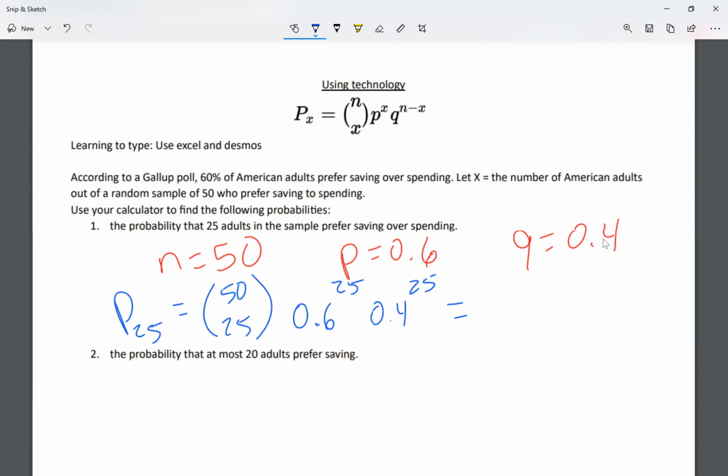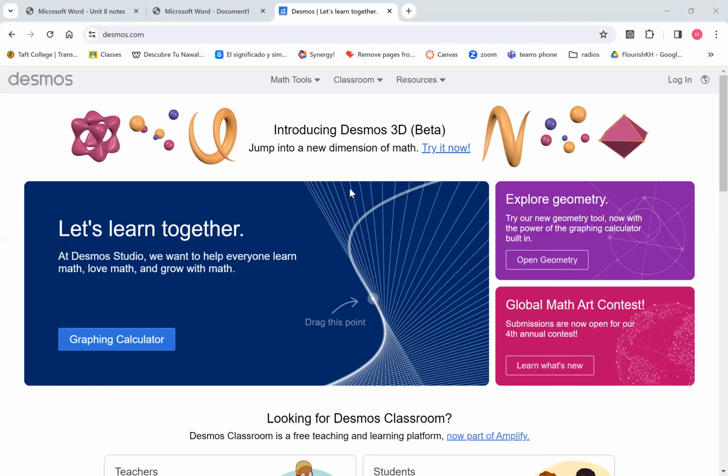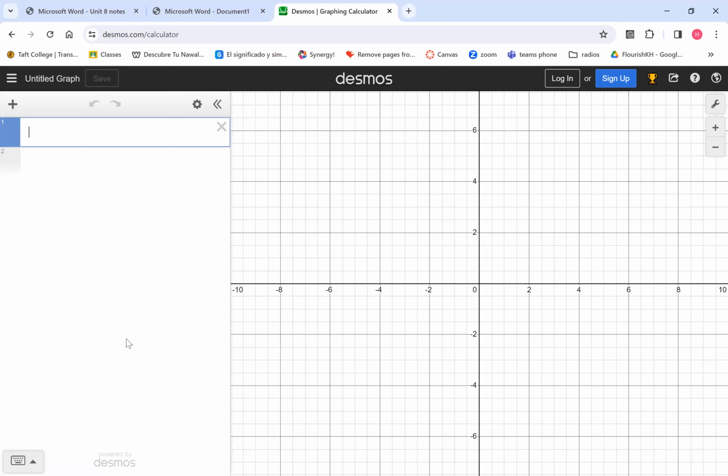I can use a calculator and type it in. It's just one simple probability. So I'm going to do this. Let me go to decimals. I'm going to use decimals. Notice how on the website I just went to decimals.com. I'm going to go here to graphing calculator. I'm going to use this to do the simple calculation.